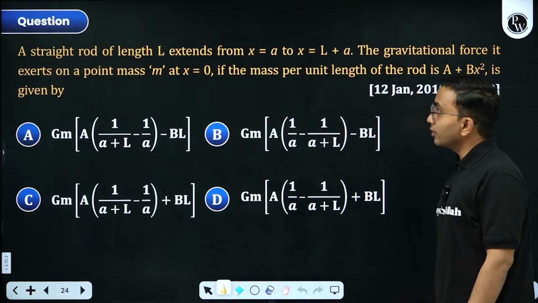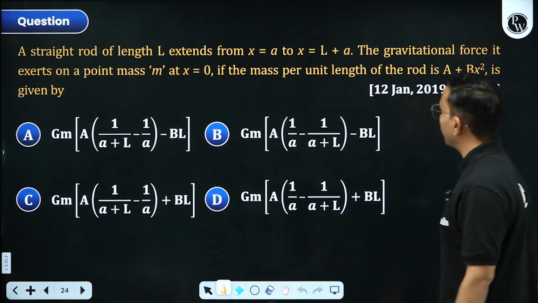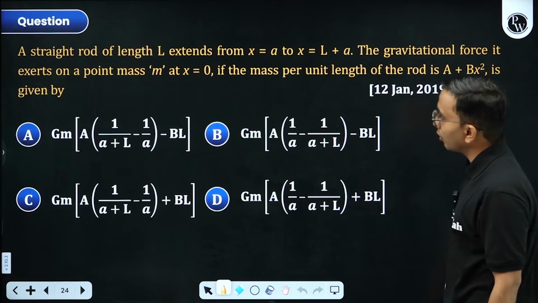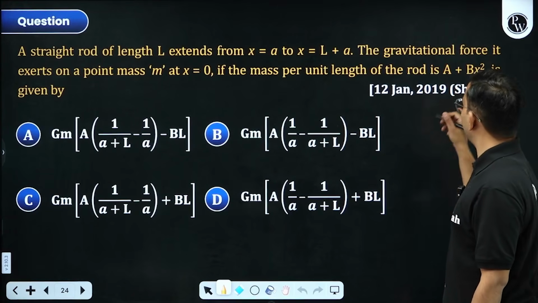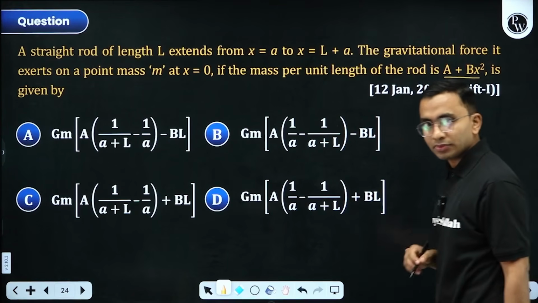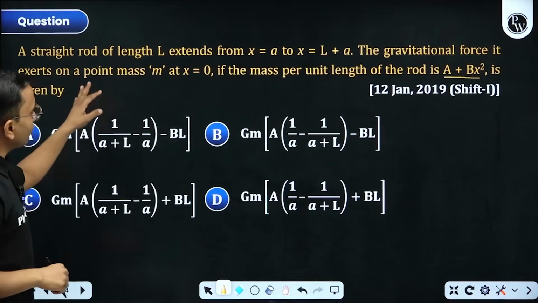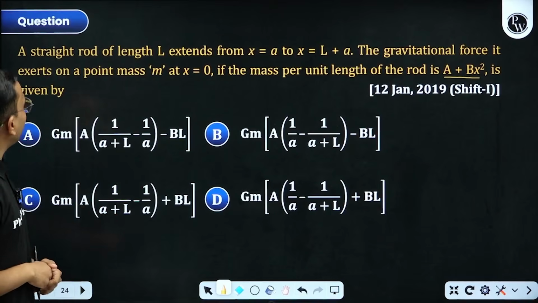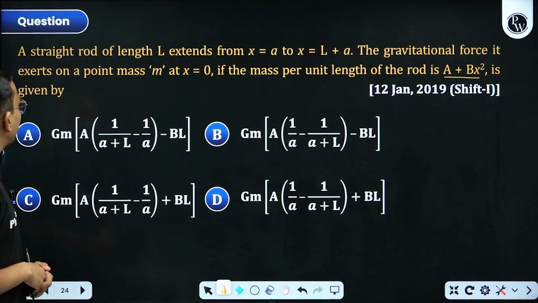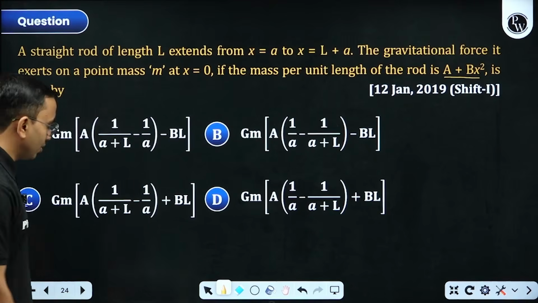Now in this question we need to find the field due to a rod, and this is non-uniform, here the mass per unit length is given to you. So here lambda will not be constant. Let us read it out. A straight rod of length L extends from x equals a to L plus a. The gravitational force it exerts on a point mass m at x equals 0. So we'll find the field at x equals 0, then we'll multiply this with that point mass.